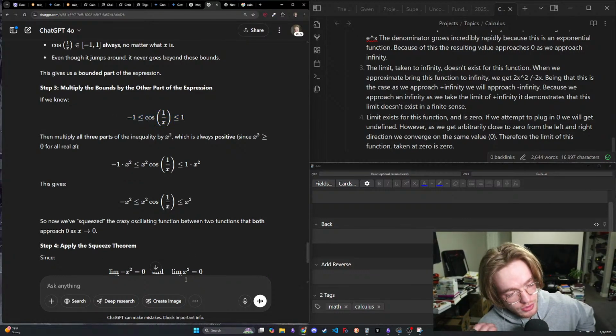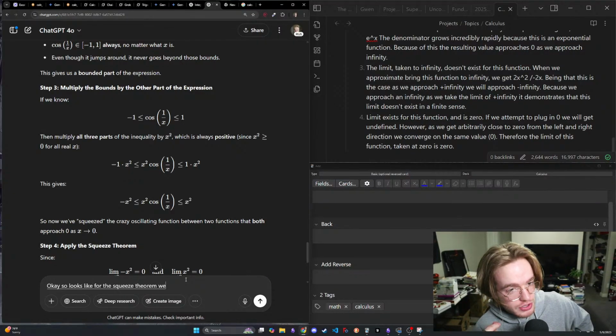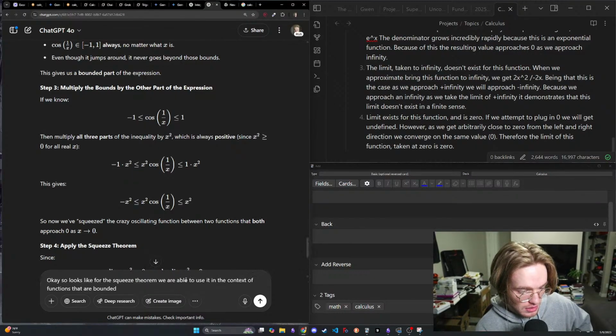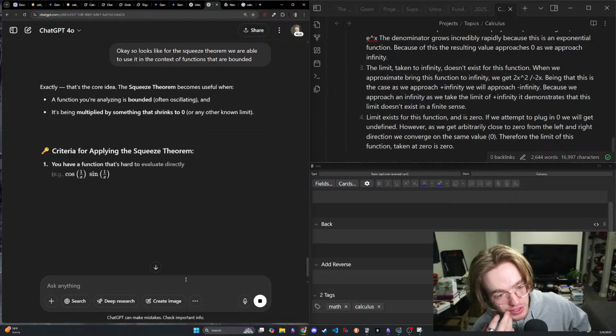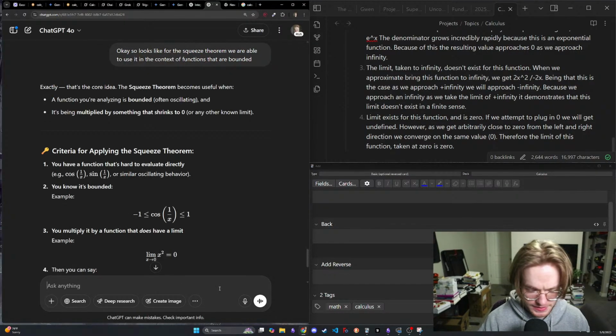Interesting. Okay, so it looks like the squeeze theorem can be used in the context of functions that are bounded. Is that correct? Exactly. Okay. That's so interesting. Wow. Okay. How? And in what situations?